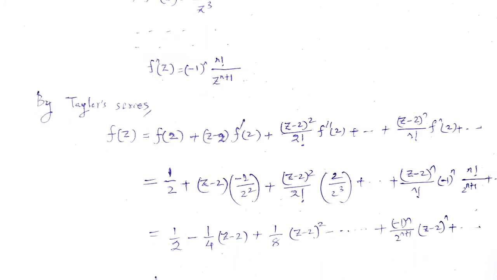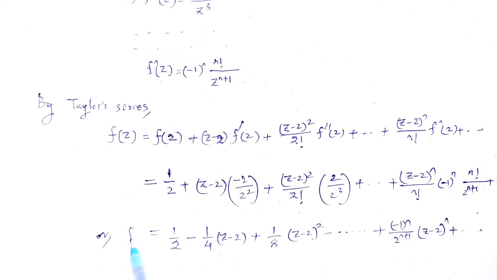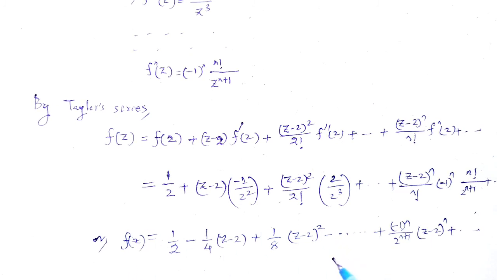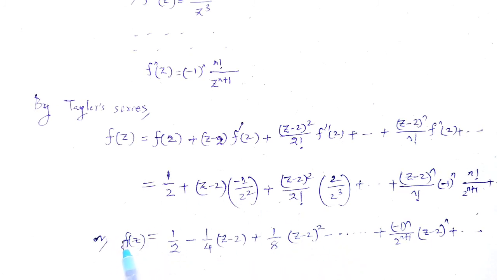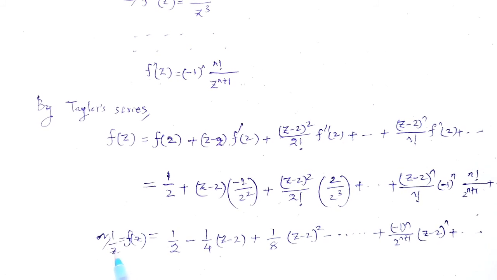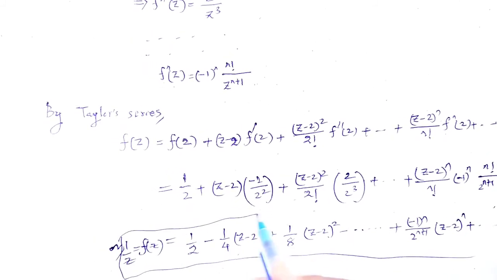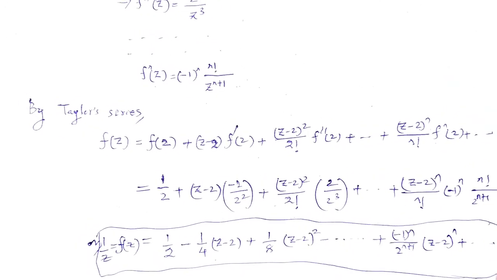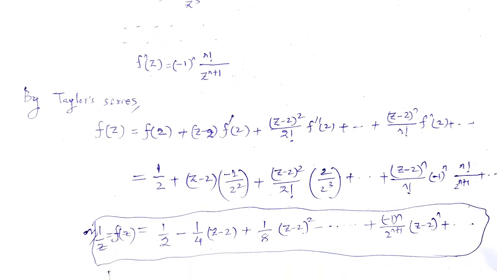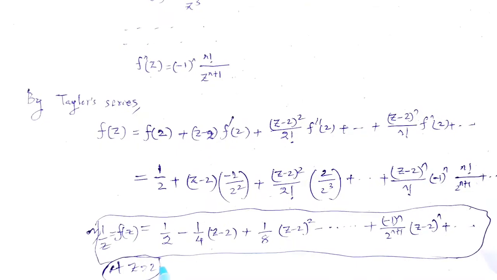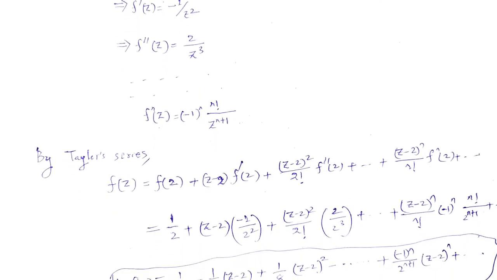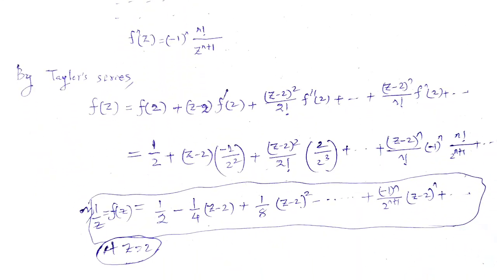That is the required expansion of the given function f of z equal to 1 by z. That is the expansion using Taylor's theorem at z is equal to 2. At z is equal to 2, we expand that given function by using Taylor's series.